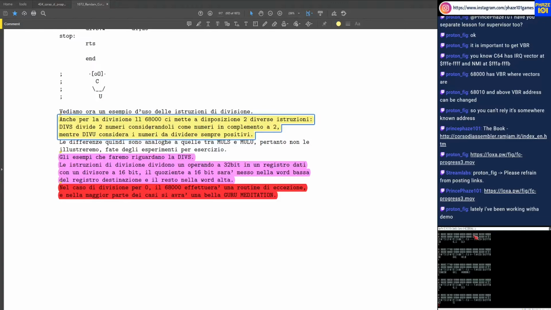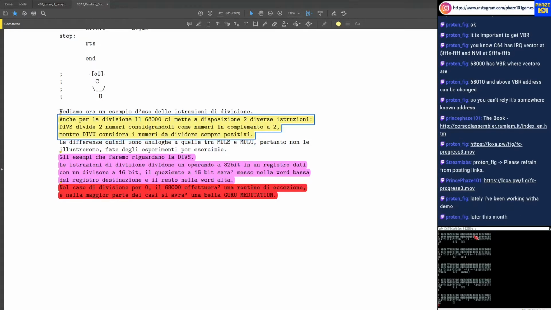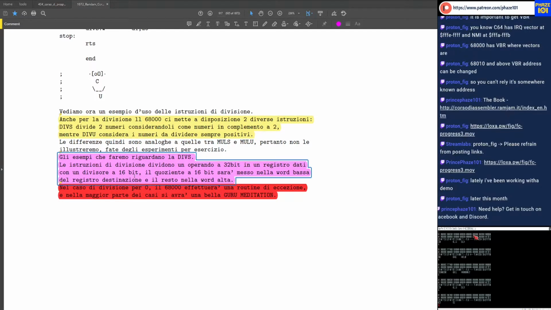I'm just checking the notes before I switch to the Amiga, but as far as I know, I said everything except the last bit. Of course, if you like gurus, you can do a division by 0 and the system will display a guru. So division by 0 is definitely going to get you a guru meditation, or at least on the 68000.